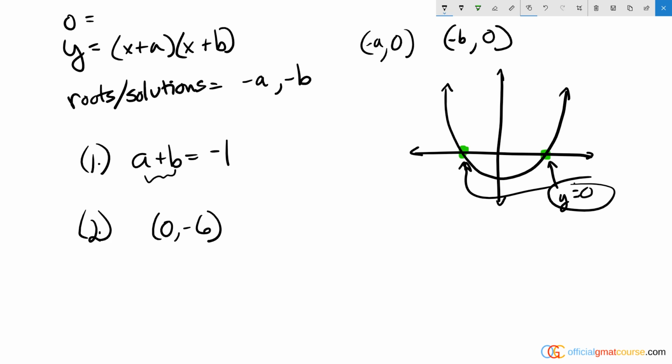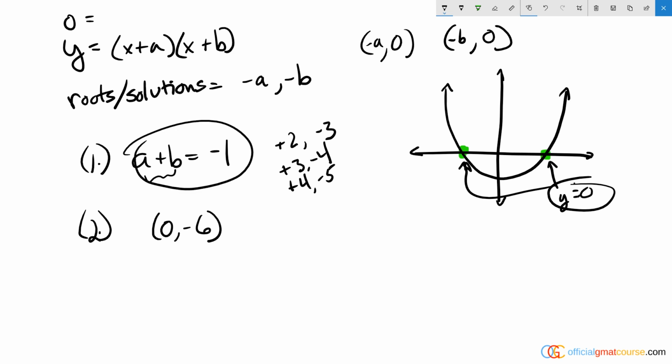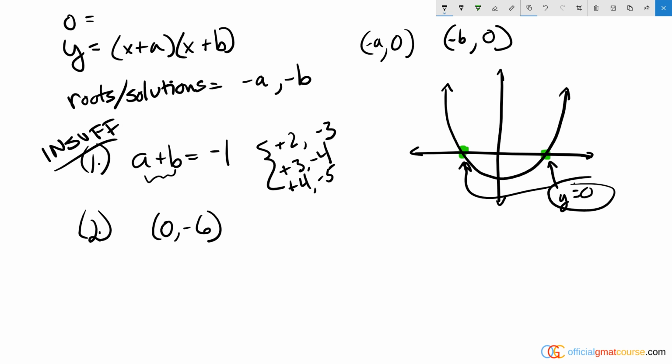Statement 1 says a plus b is equal to -1. Well, all this tells me is that a and b are 2 numbers that add up to -1, but they could be really anything. They could be, for example, +2, -3, or +3, -4, +4, -5, and on forever. So there's infinite possibilities based on this statement, and we have no hints about what it would need to be based on the original question stem itself. So I'm going to say this is insufficient. Remember, if you get into a situation where you're getting more than one possibility for answer choices in a data sufficiency question, that typically means that it's insufficient.